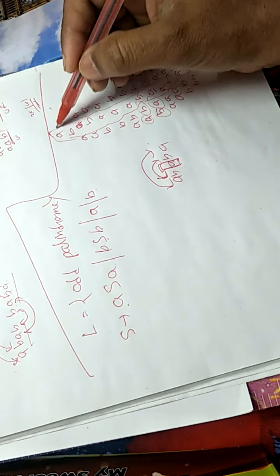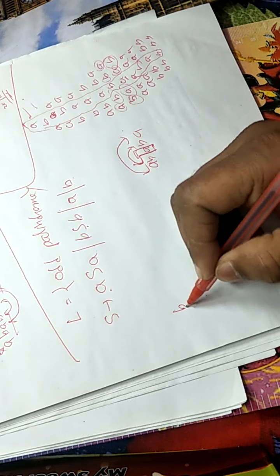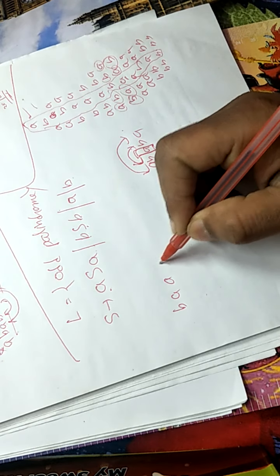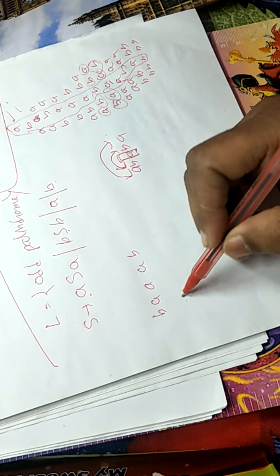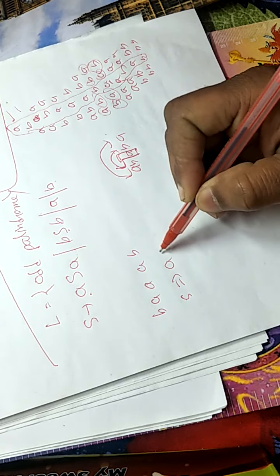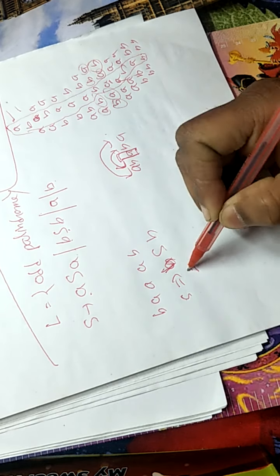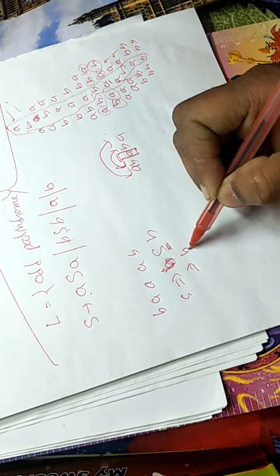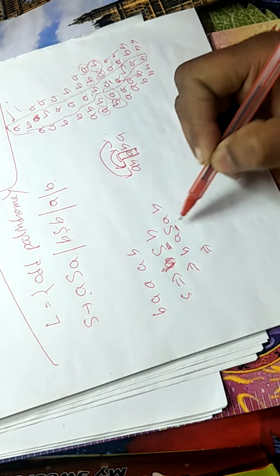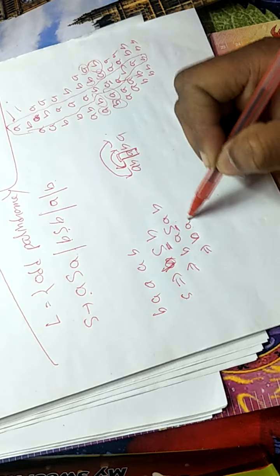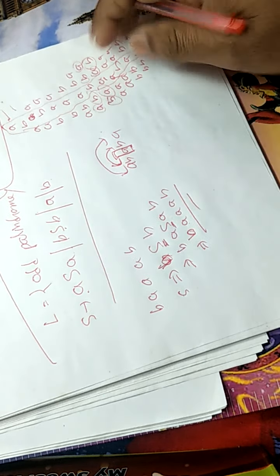So for all these strings, suppose I have to derive B, A, B. It is a palindrome of odd length. So how can we derive it? First we use S goes to BSB, then replace this S by ASA, then replace this S by A. So it is an odd palindrome.